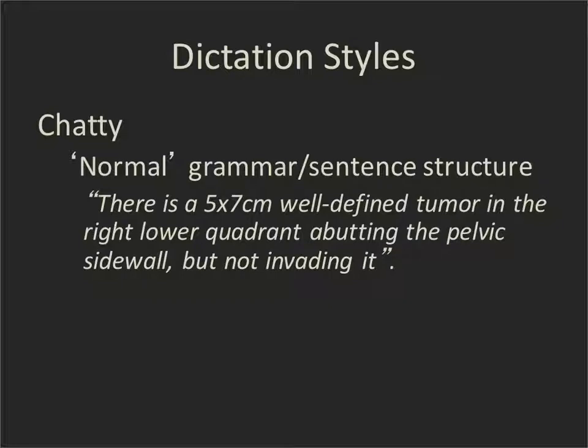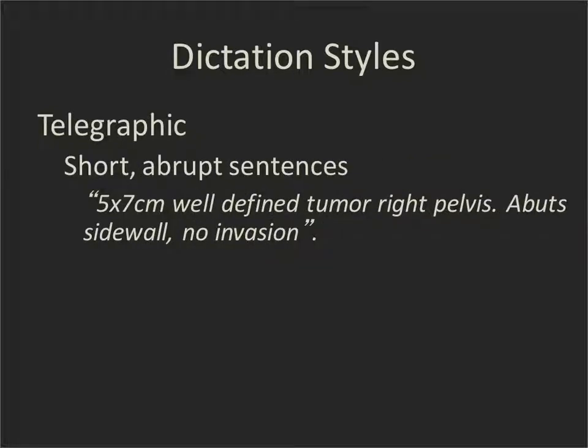This is what I call the chatty style, which is normal grammar and sentence structure. So just an example here, there's a 5 by 7 centimeter well-defined tumor in the right lower quadrant, abutting the pelvic wall, but not invading it. A more telegraphic style might be using more short, abrupt sentences. So, 5 by 7 centimeter well-defined tumor right pelvis, abuts side wall, no invasion. Both of these are absolutely fine. They're both accurate, they're both succinct, and really it's a matter of preference.